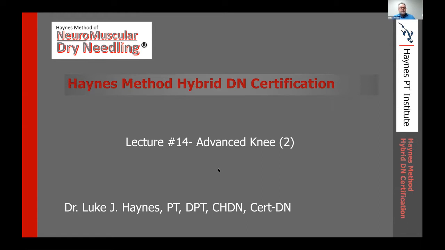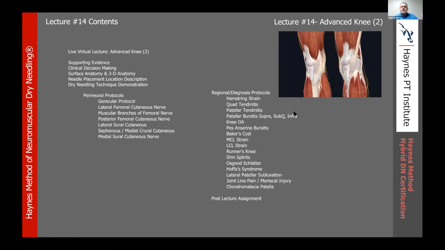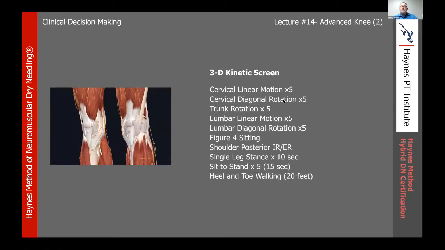Last lecture we discussed basically the muscles surrounding the knee from the hip down to the ankle, actually everything in between that controls or crosses that knee joint. And so today we'll take a look at our pieces that have a little bit more to do with our perineural protocols and then our regional diagnosis specific protocols. So we'll just move right into that.